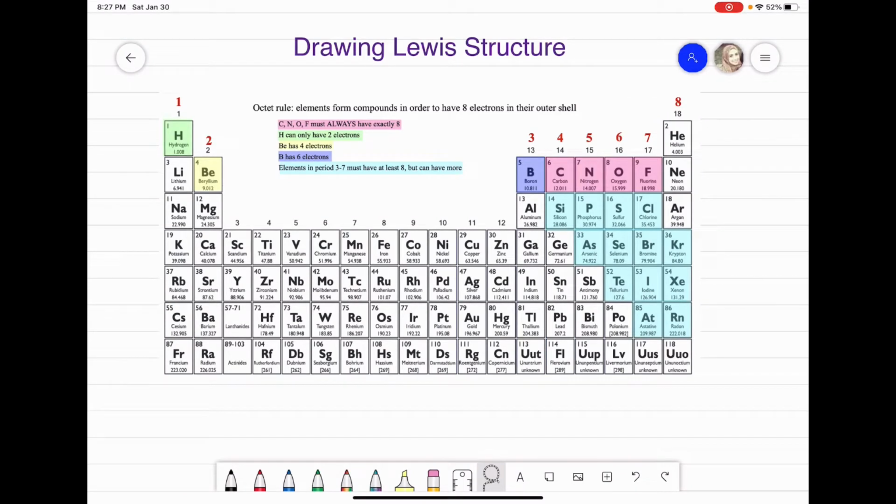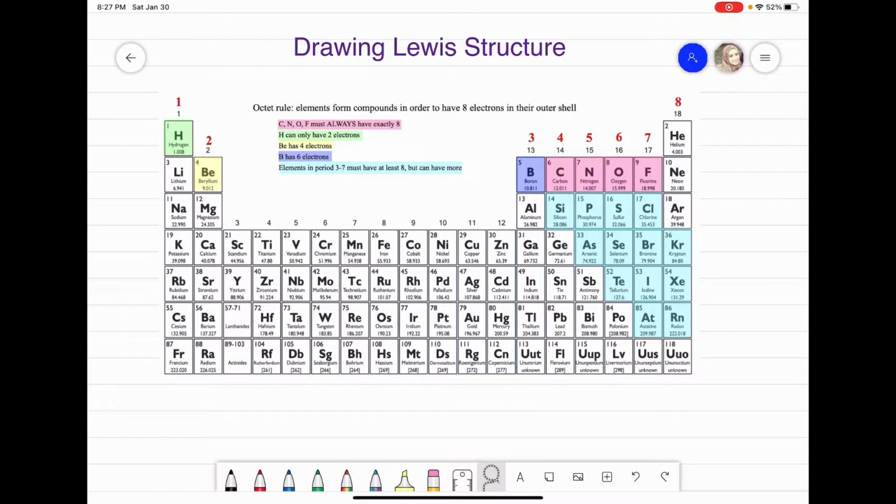Today we're going to be drawing Lewis structures, and before we start, let's just go over a few things. The first thing is you need to know valence electrons. In case you forgot, I labeled them on this periodic table with these red numbers. When I'm referring to valence electrons, these are the numbers I'm referring to.